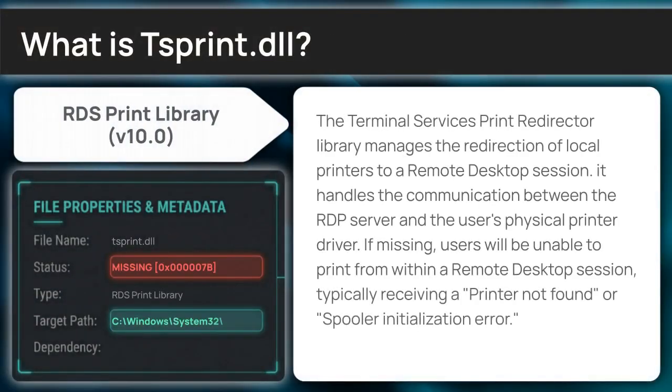This is the Terminal Services Print Module. It manages the redirection of local printers to a remote desktop session. It handles the communication between the RDP server and the user's physical printer driver. If missing, users will be unable to print from within a remote desktop session, typically receiving a printer not found or Spooler initialization error. With that background out of the way, here is how we actually restore the missing component.